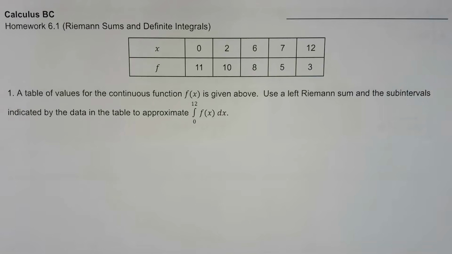Alright, in this video we're going to be working BC Homework 6.1. So we're going to do some Riemann sums and we're going to work with some integral properties. We're going to start with, here's a table, let's do a Riemann sum on it. So we're going to do a left Riemann sum, so that means that we're going to add up the area of a bunch of rectangles and we're going to get our heights from the left edge of each subinterval.